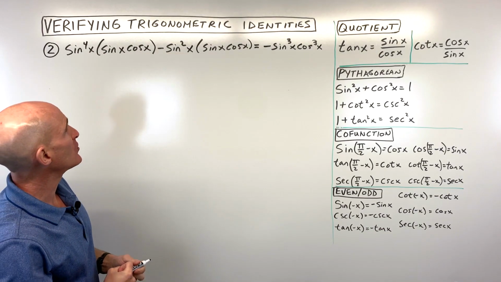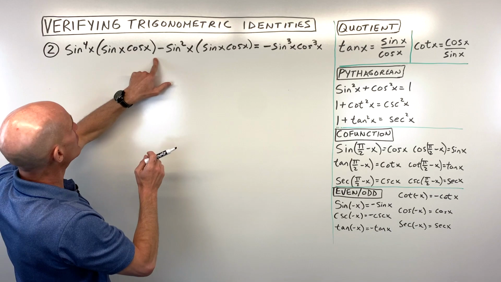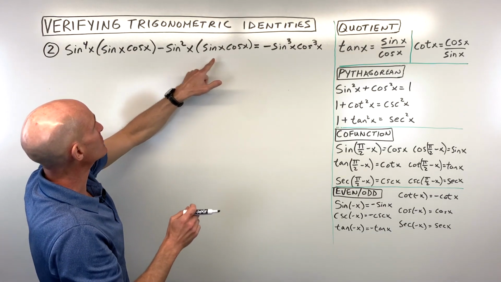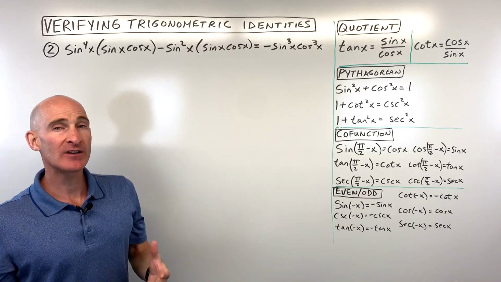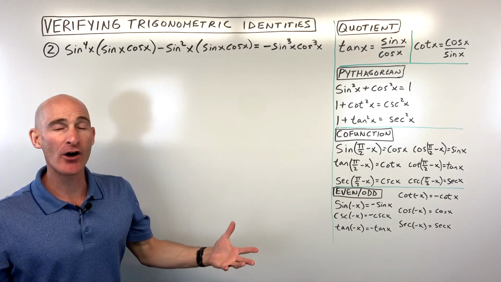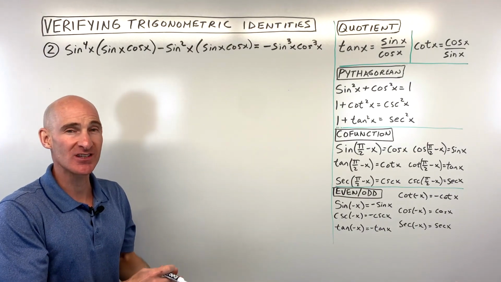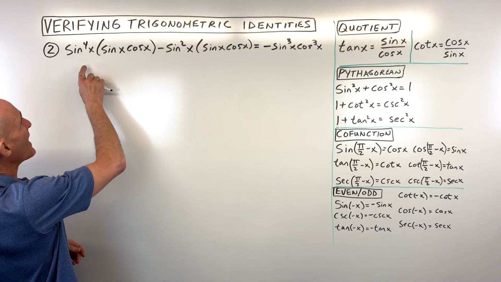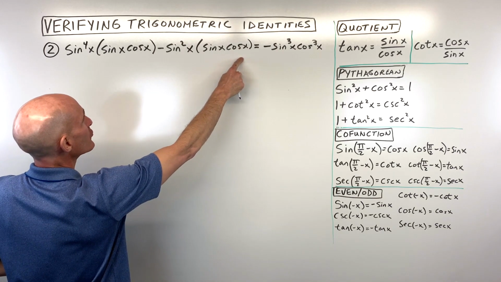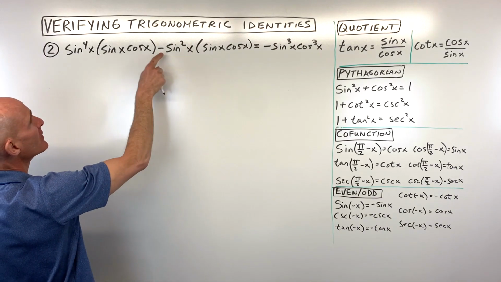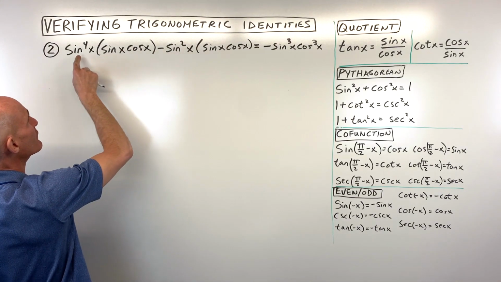And what I would do in this one is I'd recognize that I have two groups, this group and this group, separated by this minus sign. And when we're doing these trig identities, oftentimes you'll find that it's just like doing algebra, but with trig functions. And so what we can do is some factoring. So I notice that I've got a sine x, cosine x in both groups. I also have a sine squared x that I can factor out.